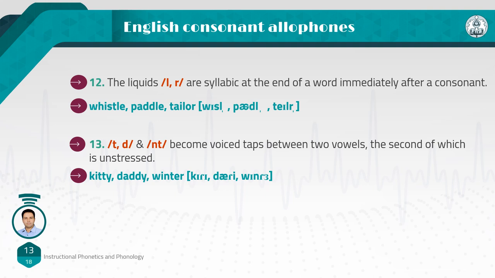What's the reason? The reason is that we have t, for example, in kitty, and it is placed between two vowels, i and i. So when we have t, d, n plus t, as in winter, they become a voiced tap when they appear between two vowels. And the second vowel should be unstressed. For example, in winter, the second e is unstressed.